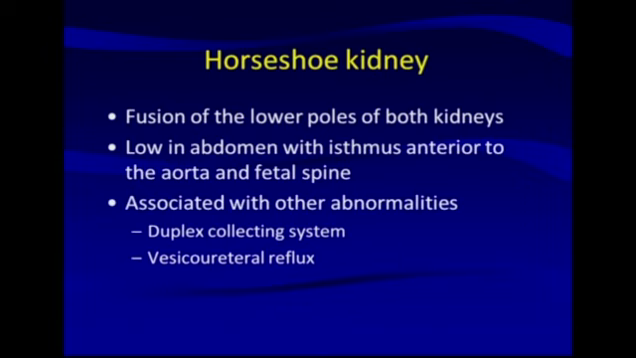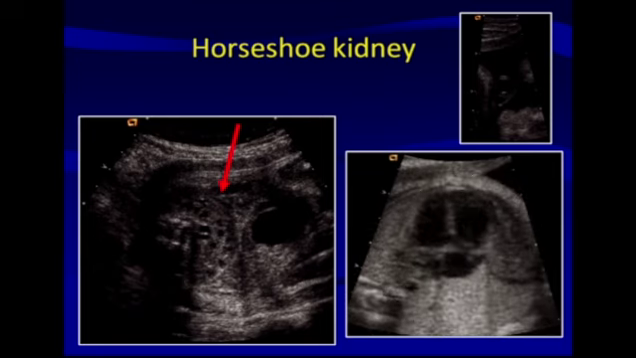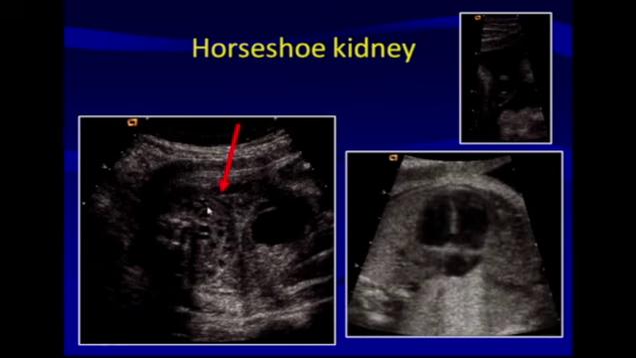Now, horseshoe kidney occurs when both kidneys ascend, but only ascend partially, and the lower poles of both kidneys sort of rotate medially and fuse across the midline anterior to the aorta and the fetal spine. And these horseshoe kidneys can be associated with other abnormalities, including a duplex collecting system and reflux. And in this particular case, you can see the horseshoe kidney here.